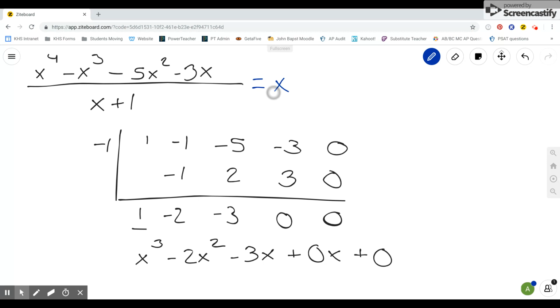and then of course we would simplify it to x cubed minus 2x squared minus 3x. We could very nicely continue on in factoring that by taking out an x and then factoring that trinomial, but we'll save that for another video.